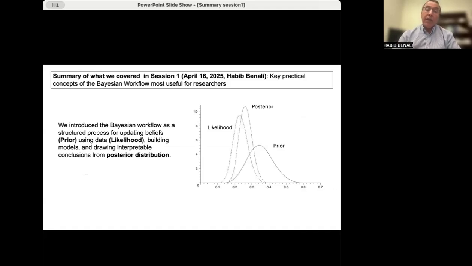We introduced the Bayesian workflow as a process for updating a belief or prior using the data or the likelihood, and drawing interpretable conclusions from the posterior distribution.